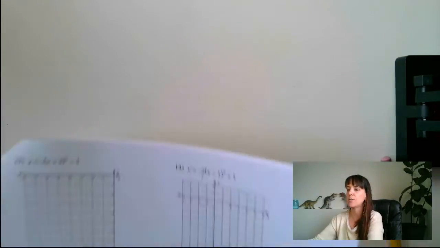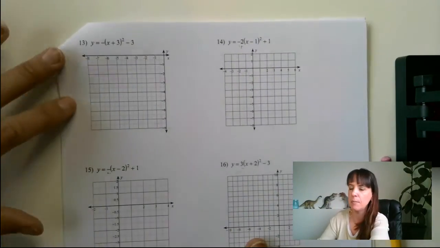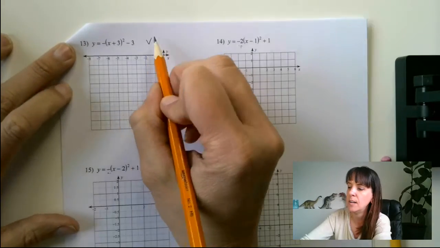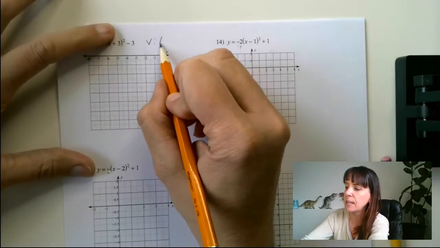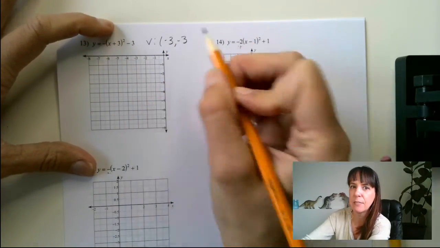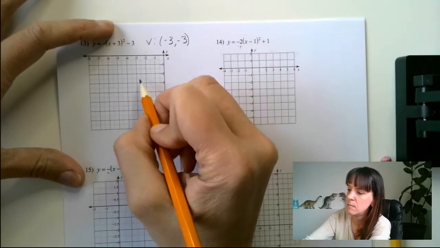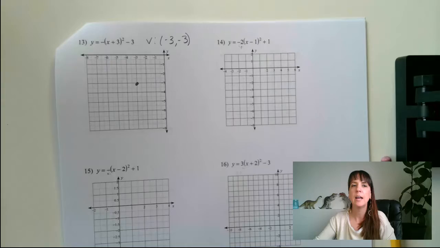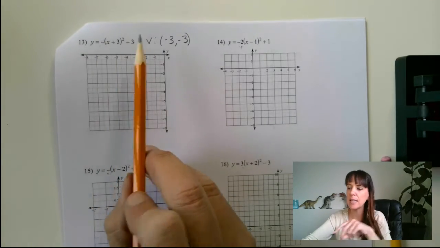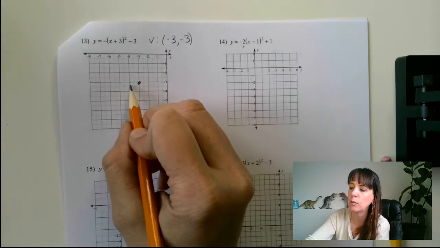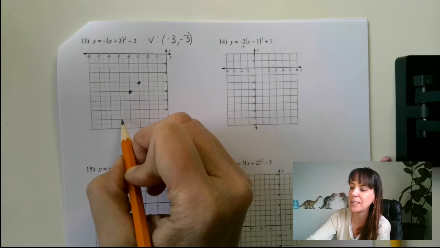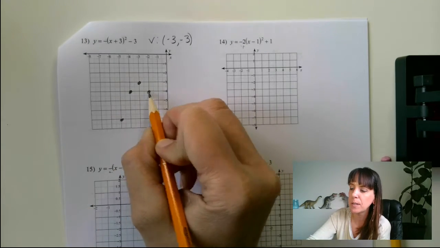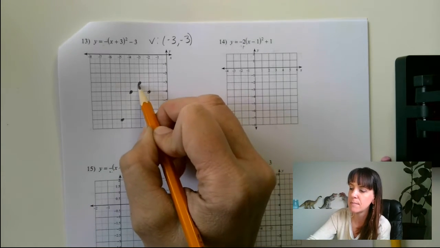All right, so pause the video, try number 13, and then come on back. Vertex here is going to be -3, -3. Good. Now, this is a negative, so it's going to open downwards, and it's a 1, so it's our normal pattern. Over 1 down 1, over 1 down 3.